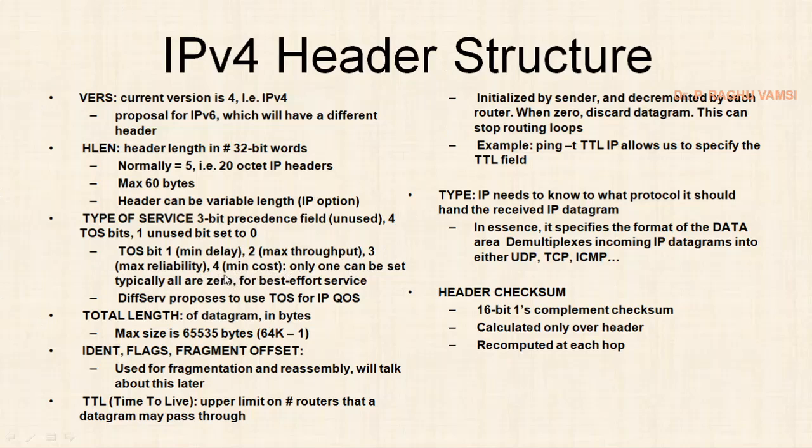Minimum cost means here you are supposed to transmit this packet through the minimum number of hops during routing. So typically only one can be set. Usually, you can set only one at a time.